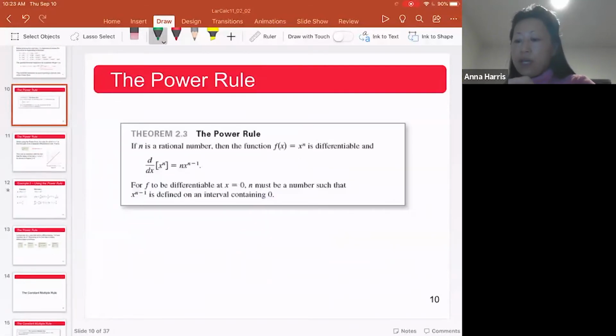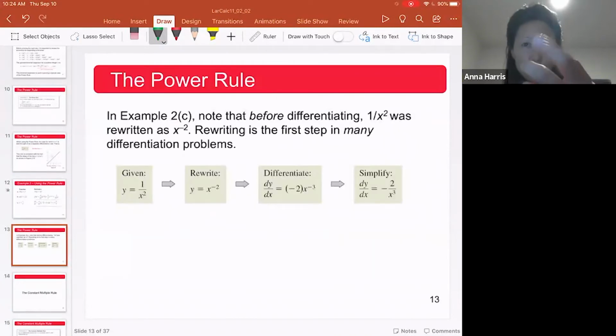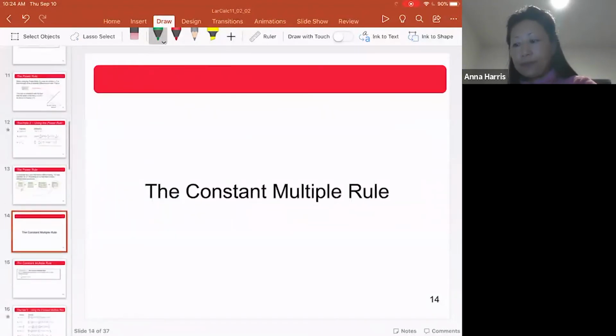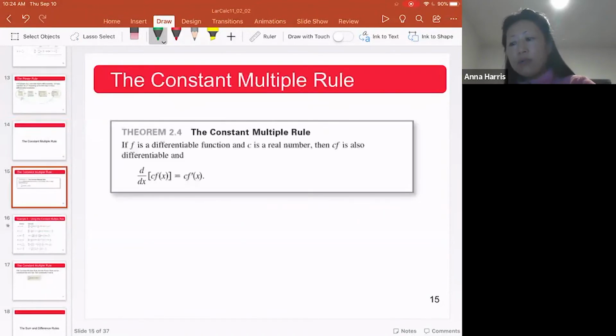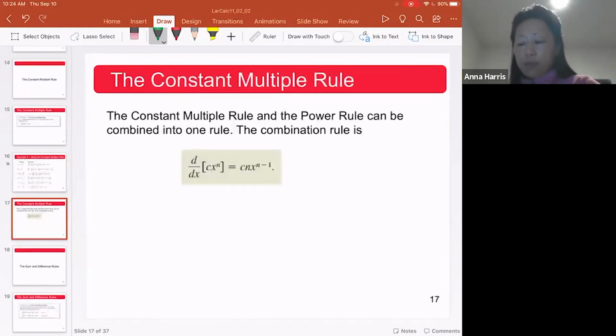So this is what they're talking about right here. They have some examples, which we've been doing. Make sure that you write those problems. If a problem is given like that, you rewrite it like this, take a derivative, and then write it back to what it looks like, and simplify it. And then the constant multiple rule, we already know that, we've been multiplying that. We have done all those similar ones. No big deal.